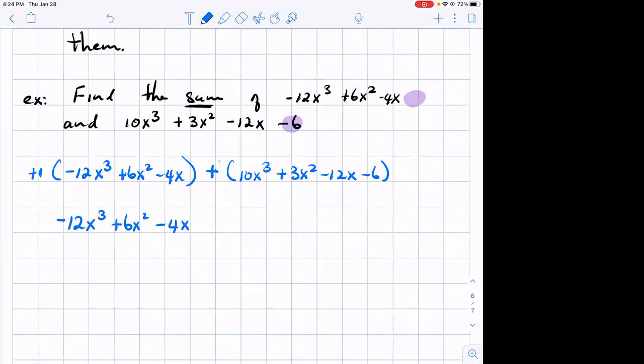So once again, there's a plus 1 here, so nothing in that parentheses will change. So 10x cubed plus 3x squared minus 12x minus 6. And then we combine like terms. So first, the cube term. Any other cube term here? Yes, we have one more here. So minus 12 plus 10 becomes negative 2x cubed.